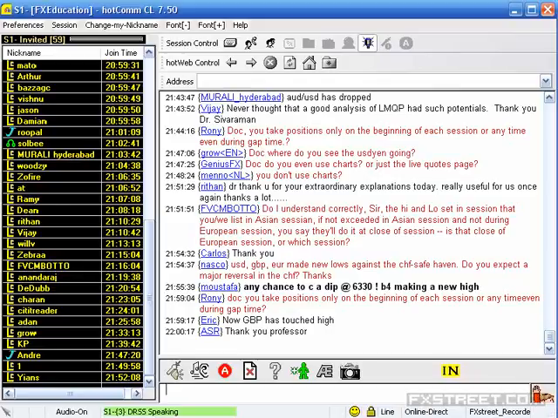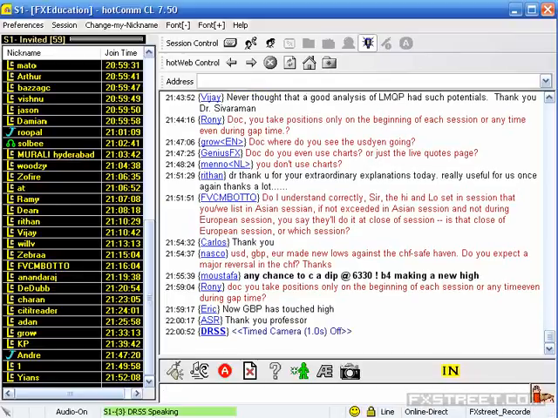So if there are stops probably from the traders, they might make an attempt and come down. Then Roni: Do you take positions only at the beginning? Yes. At the beginning of the session, if we take a position, it is easy for us to close it within the same session. GBP touched the high. Yes, they breached the high by 3 pips.